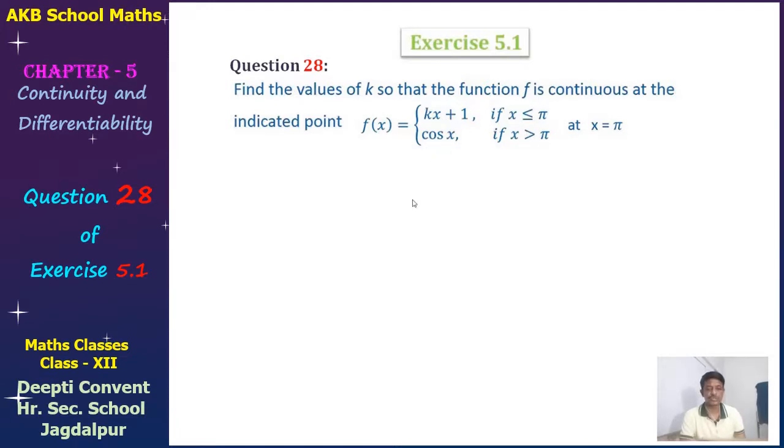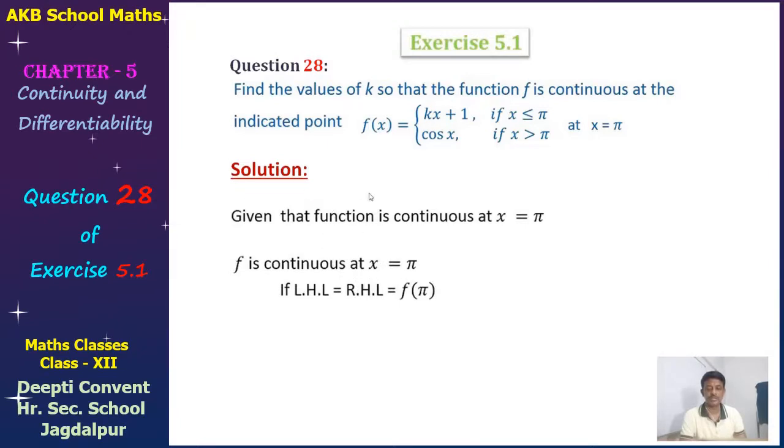So let us solve this question. Here, the given function is continuous at x equal to pi. That means at x equal to pi, the left hand limit, right hand limit and value of the function will be equal. Using that condition, we have to find the value of k. F is continuous at x equal to pi if left hand limit and right hand limit equal f of pi, the value of the function.